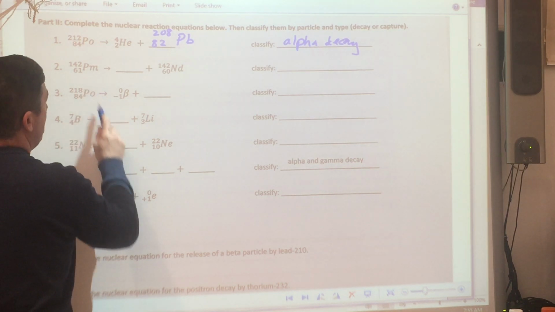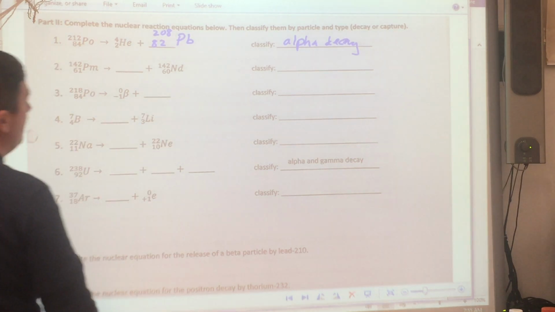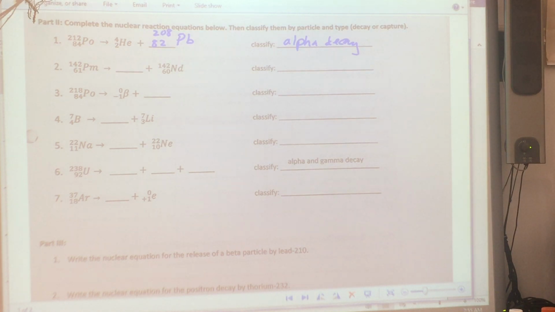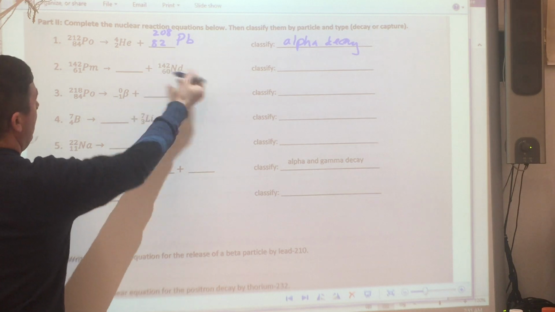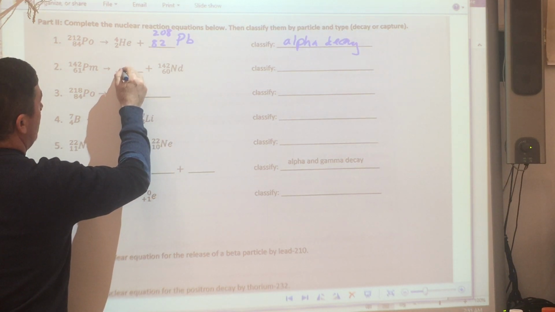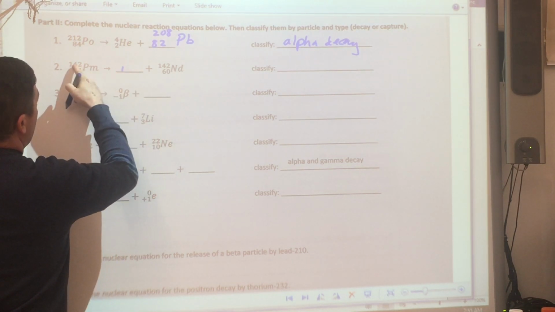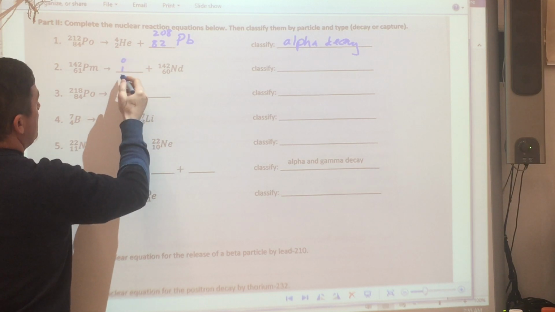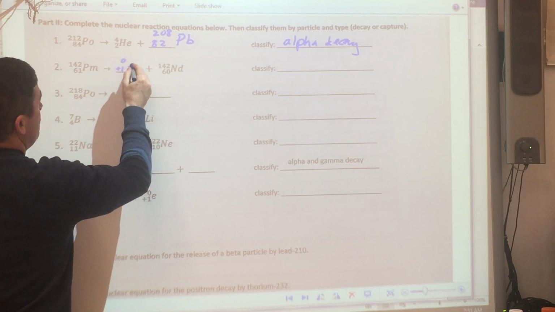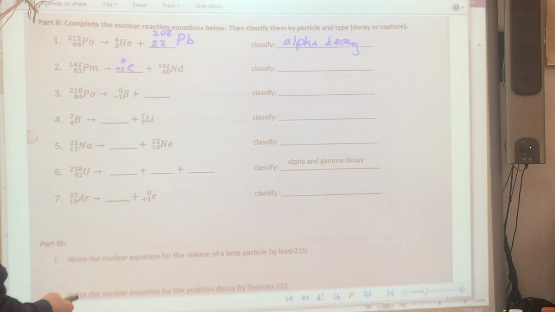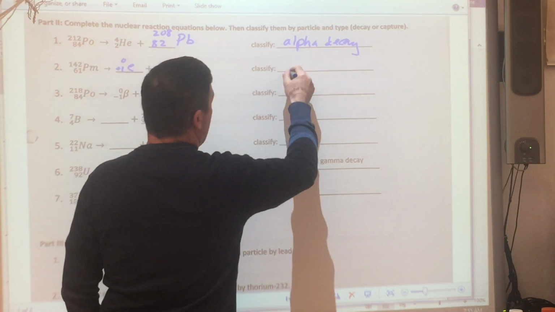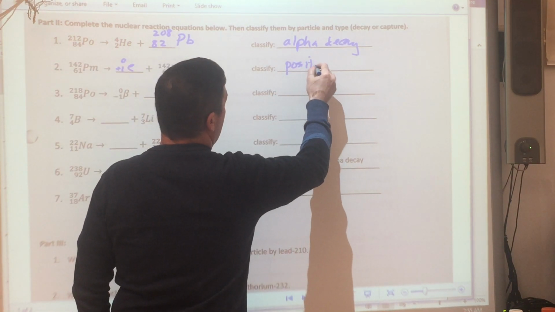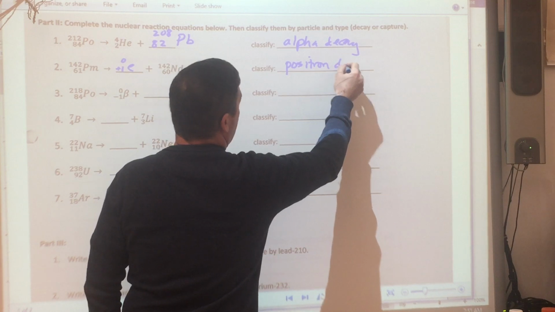Okay, this is called promethium, and this gets converted into neodymium. And how do we do that? Well, this has got to be a +1, and there's no change in the mass, so that's a 0. So this we show as a symbol as an electron. This is a positron decay.